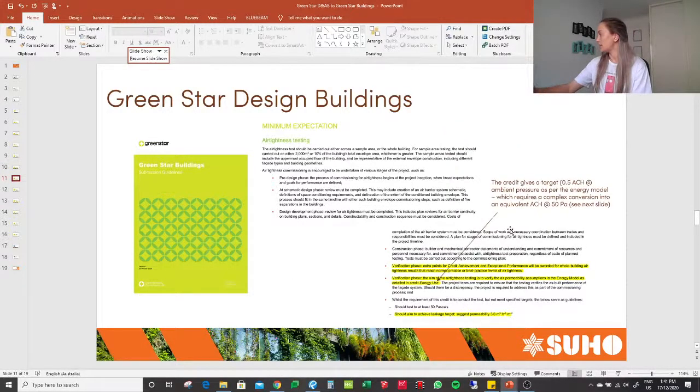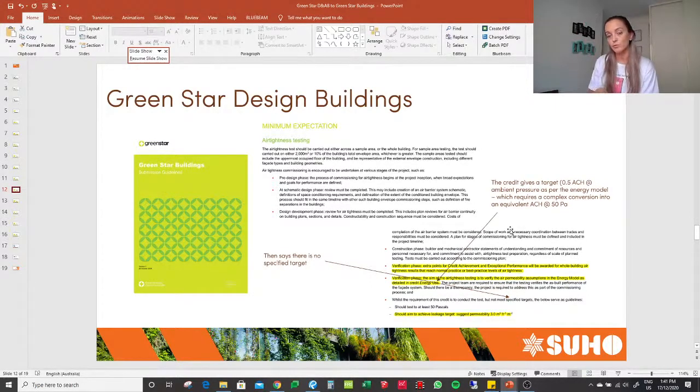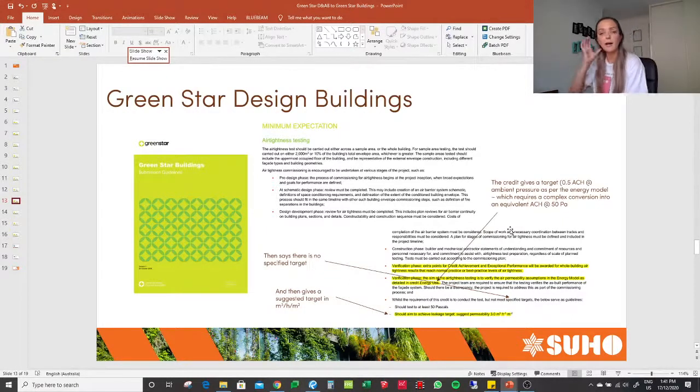The next thing that got my attention is the wording in this section, and it says there isn't a specified target under this credit, even though it says we're trying to verify what's in the model. So there are no targets like there were in the previous design and as-built tool with the ATMA table. There is no target. However, we've been given a suggestion. So the suggestion is a permeability of 3 cubic meters per hour per square meter.